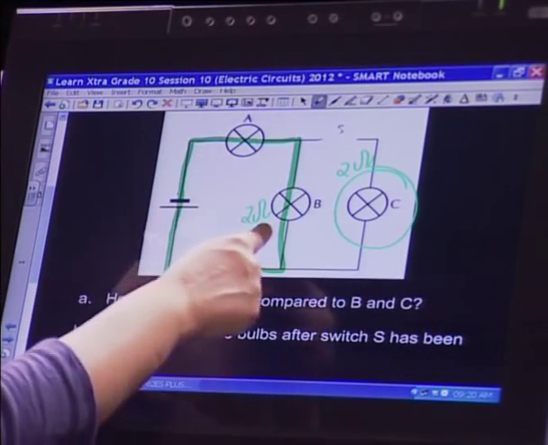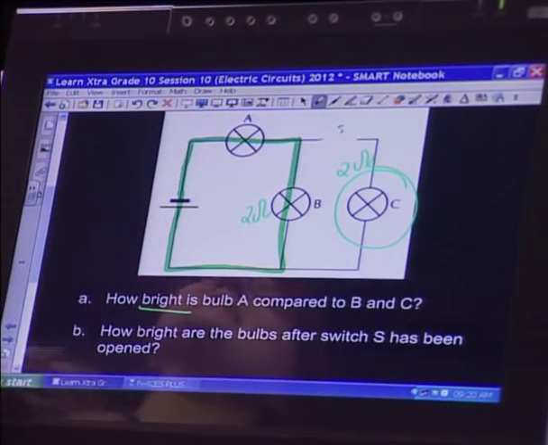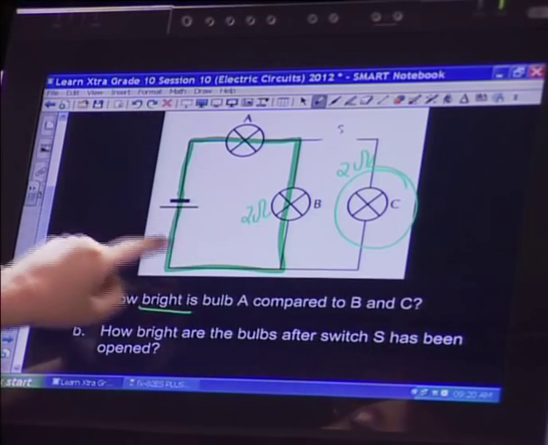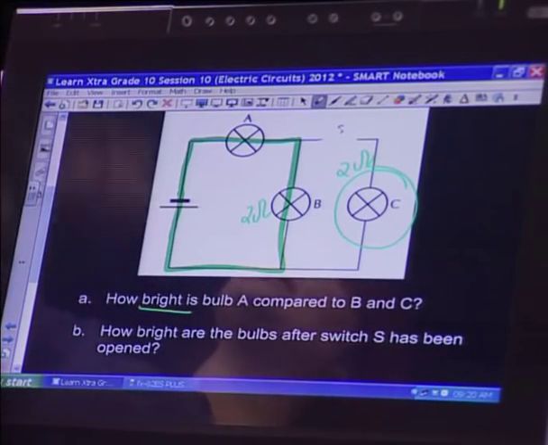So my total resistance has increased, which means my total current must get smaller. My voltage hasn't changed. My cell gives the same amount of energy.